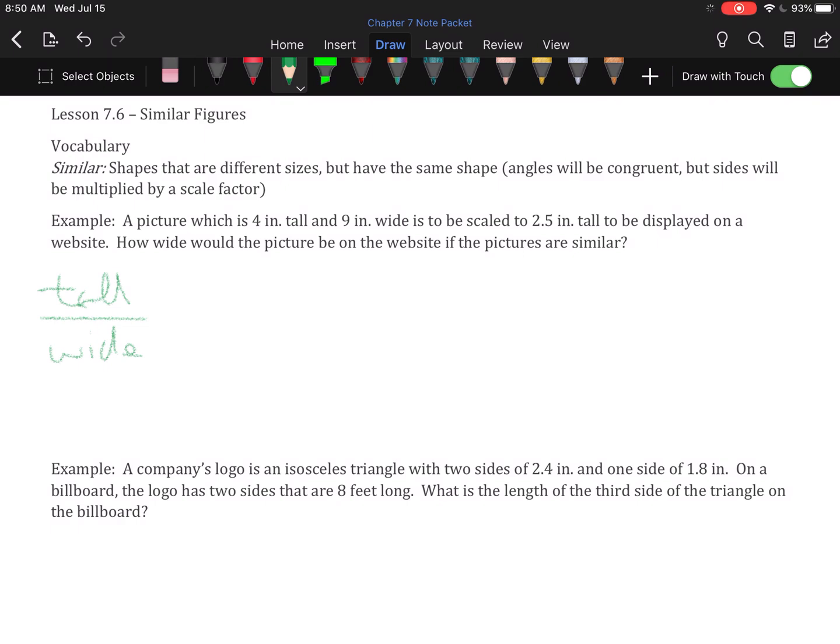So I have a 4-inch tall and 9-inch wide picture, and it's going to be 2.5 inches tall on a website, and we're asked to figure out how wide it will be, so I don't know the bottom of this, it's x. We're setting up our own proportion. Now we just cross multiply and divide. So cross multiply, we get 4x is equal to 9 times 2.5, which I believe is 22.5. Let me just check that very quickly. That is correct.